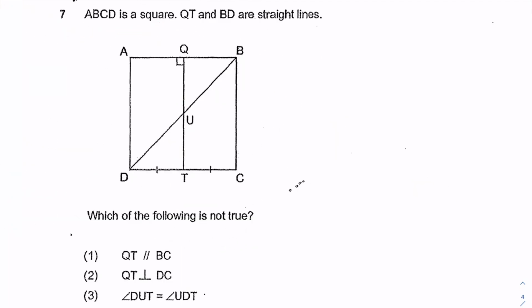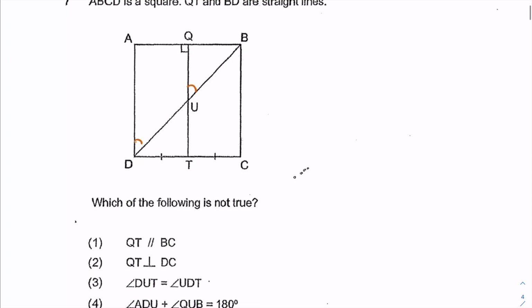ABCD is a square, alright, so I've got a diagonal of a square, which means I've got 45, 45, 45, 45. A few more things, I can tell that these two angles are the same because we've got parallel lines AD and QT. So these two are corresponding angles, they are the same. So let's go through which one is not true. First one, QT is parallel to BC, absolutely, yeah, because I've got 90 degrees here, and this is a corner of a square is also 90 degrees. So these two are parallel, so that's true.